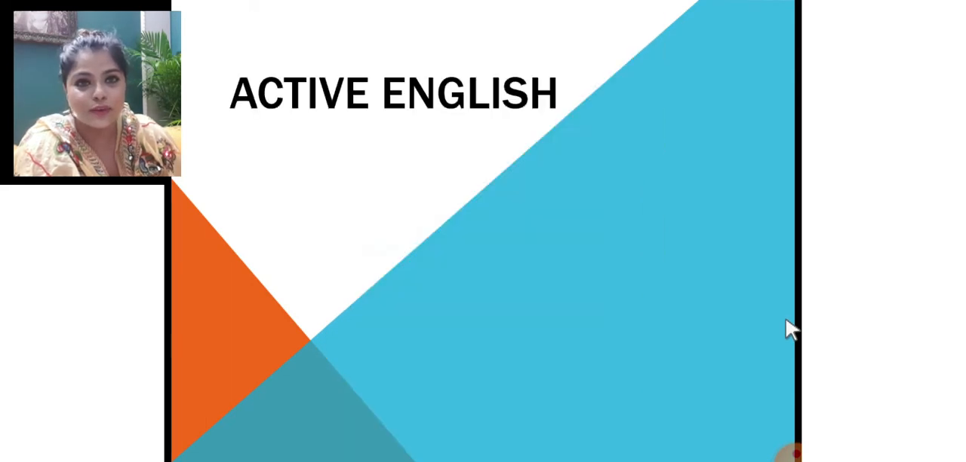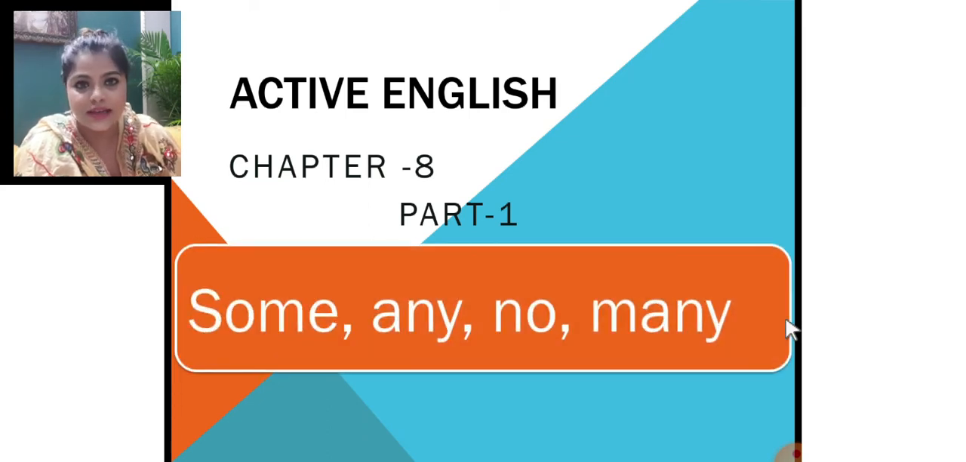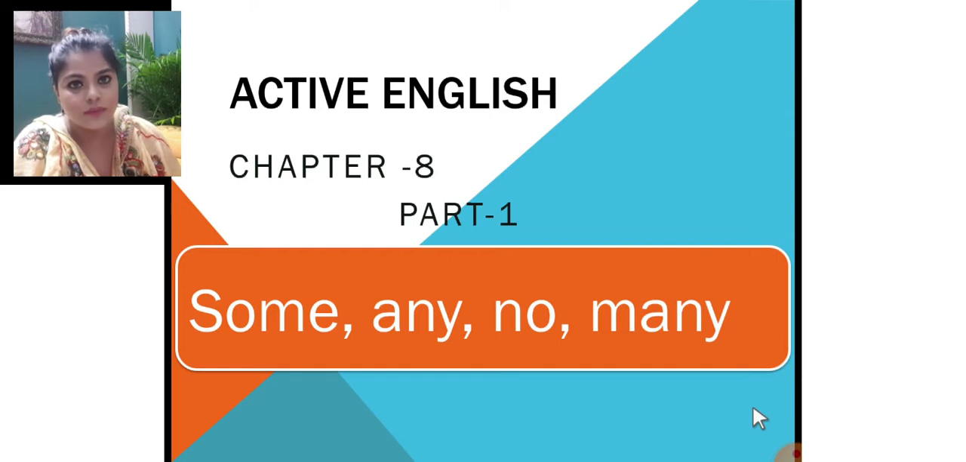Today we will do Active English chapter number 8. Chapter number 8 is in two parts, part 1 and part 2. Today we will do part 1. So the chapter name is Some, Any, No, Many. In our last video of chapter number 7, we learned about determiners and its type, possessive determiners. Before we start the chapter, let's revise.